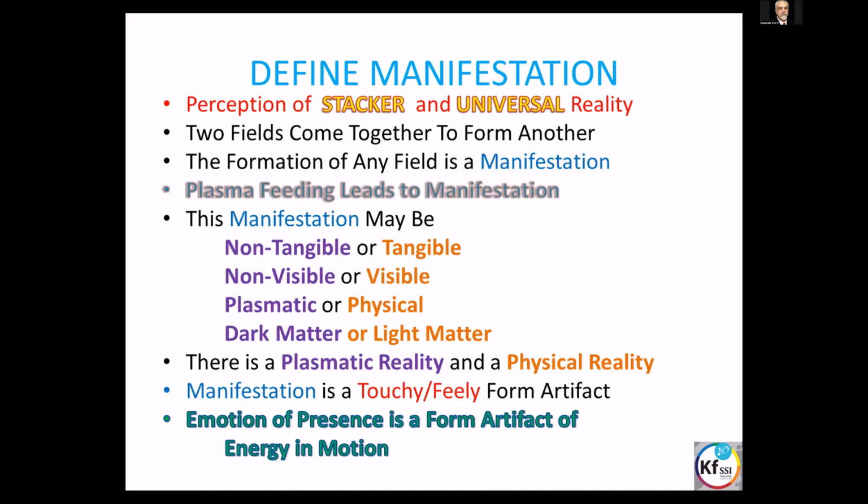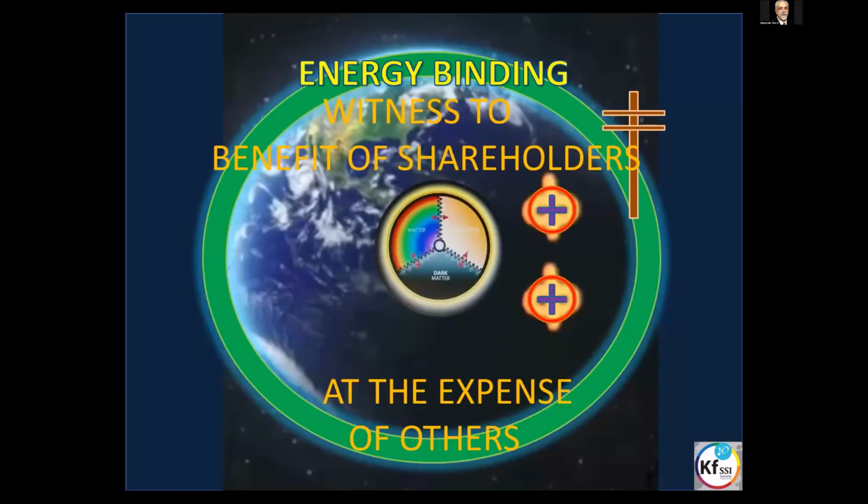This is why when we look at the manifestation of what we want, we have to look at what is feeding, what is giving us the motion, what is giving us the emotion. Whatever we have is a manifestation. And the emotion of presence is a form artifact of the energy in motion. And if we bind that energy and we rob from others, and we do it at the expense of others, there is a penalty, because that energy has to be held together, and it creates a binding, and the binding is at the penalty of the one who does the binding.